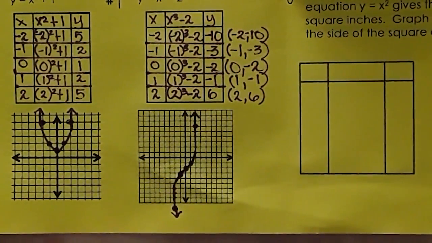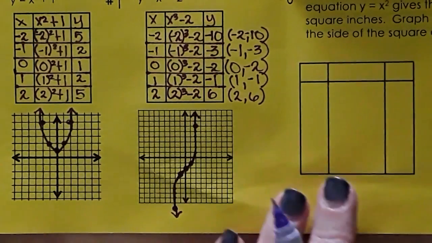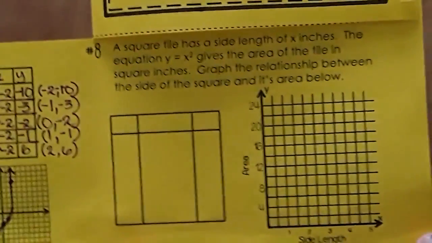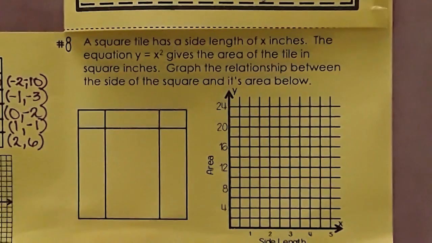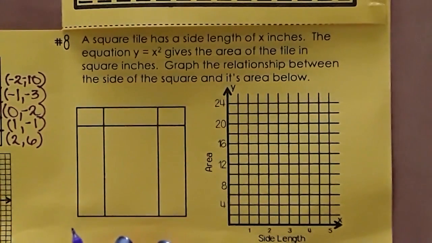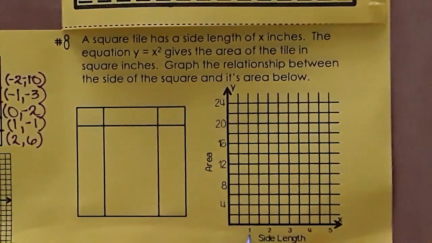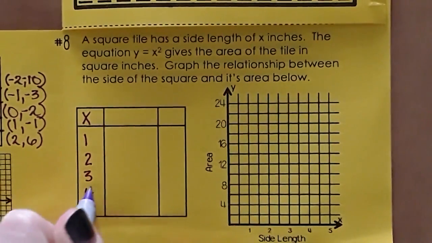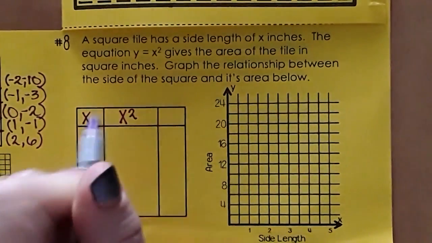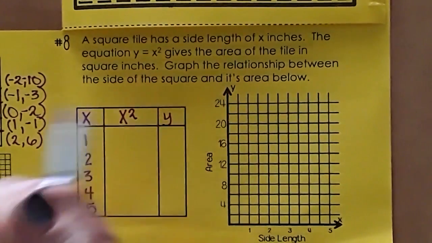Okay, last one, number 8. It says a square tile. A square tile has a side length of x inches. The equation is y equals x squared. It gives the area of the tile in square inches. Graph the relationship between the side of the square and its area below. Because I noticed there's no negatives on my graph, I'm going to use the x's they provided, which is 1, 2, 3, 4, and 5. And then I'm going to do x squared for my equation and find my y's.